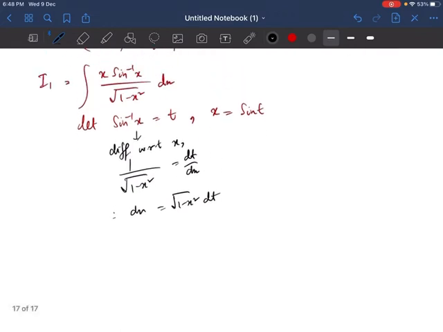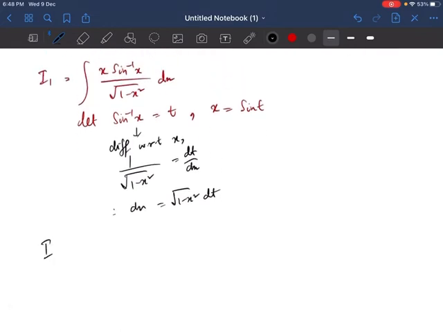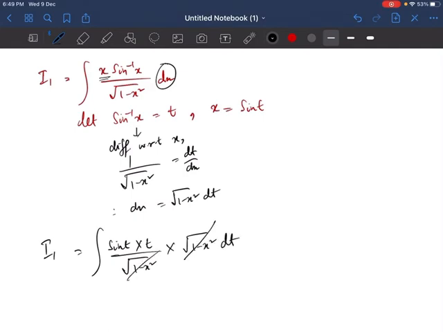So let us do the substitution in the given I1. There is x, and this x can be written as sine t, so I will write sine t here. Now sine inverse x is t, so I will write t divided by root over of 1 minus x square. And dx will become root over of 1 minus x square dt. So this and this go away, and we have integration of t sine t dt. Now how do we do this?